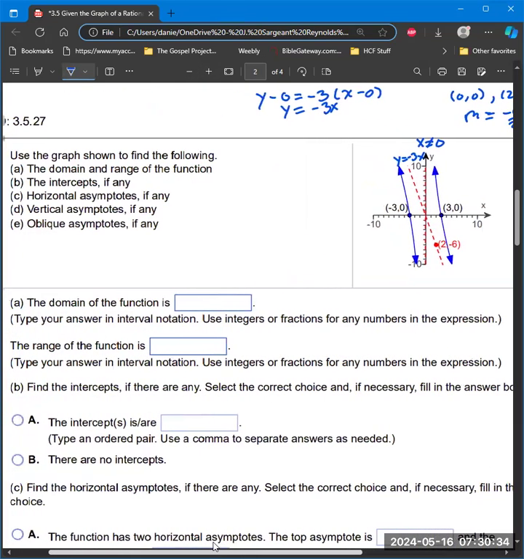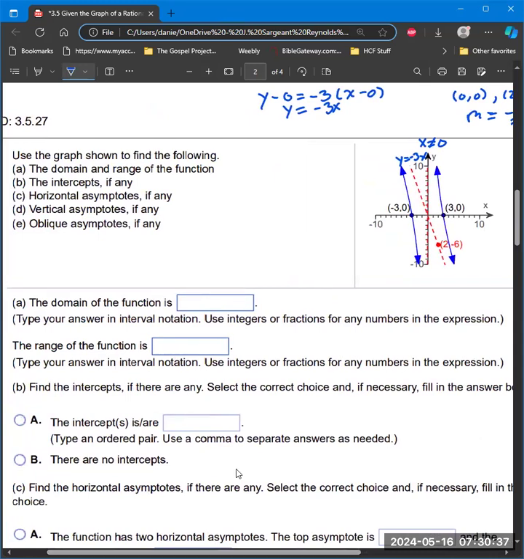All right. And the domain of the function is -infinity to 0, union 0 to infinity, since x can't be equal to 0. The range of the function is going to be all real numbers because it's going to go down forever and up forever. Intercepts are -3, 0, and 3, 0. It's not going to have any y-intercepts since x can't be equal to 0.